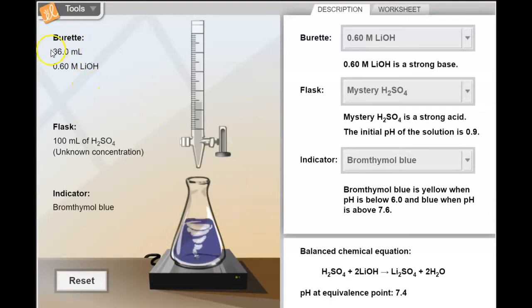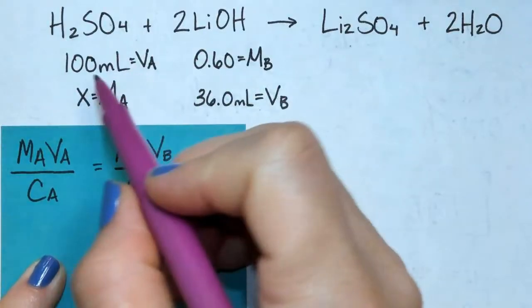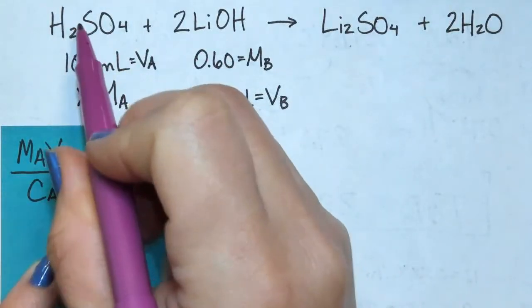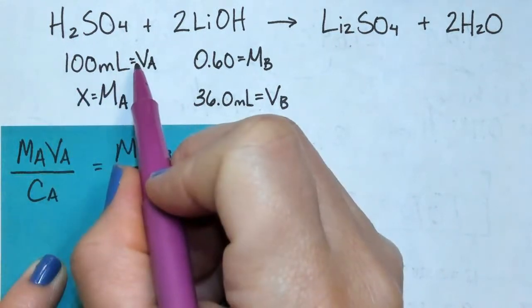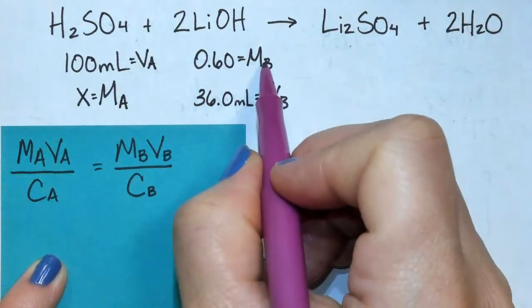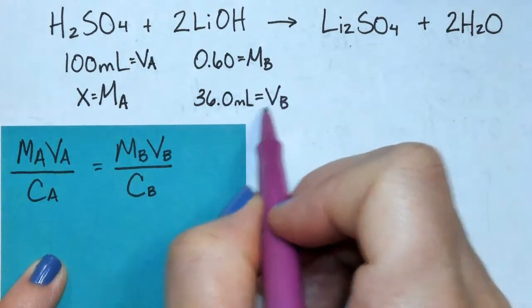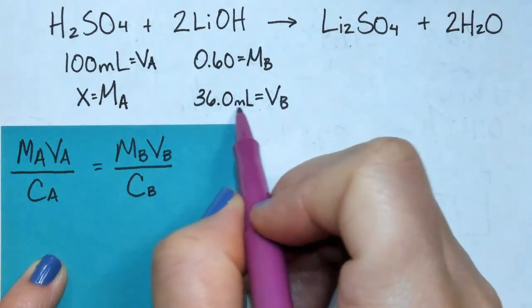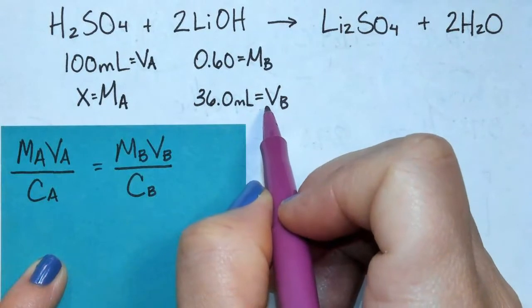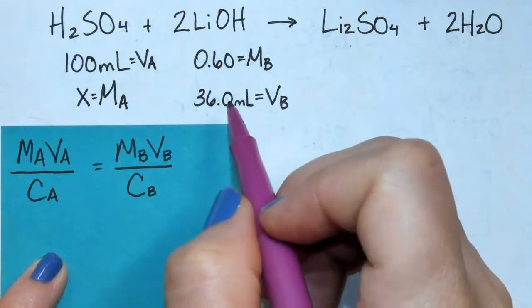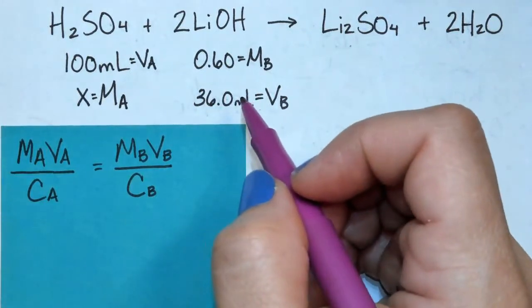So here's the data that we have to use. We have 36 milliliters of base, 0.60 molar lithium hydroxide, 100 mils of sulfuric acid. What is the concentration? So let's do the calculation. We don't know the molarity of the acid. We know the volume is 100 milliliters. We know the molarity of the base was 0.6, and in the titration, we determined that it took 36.0 milliliters of the base in order to turn our indicator just to blue, just past green to blue.